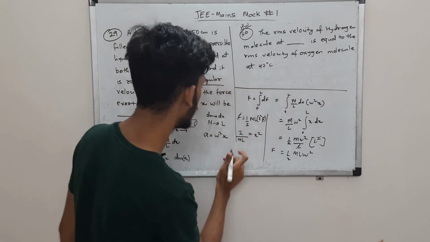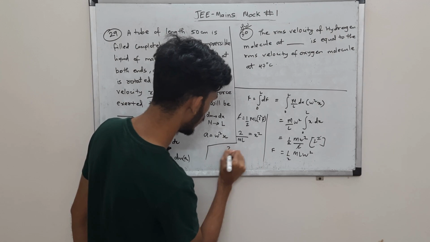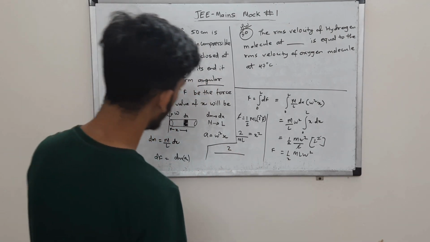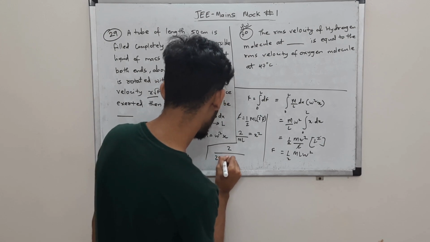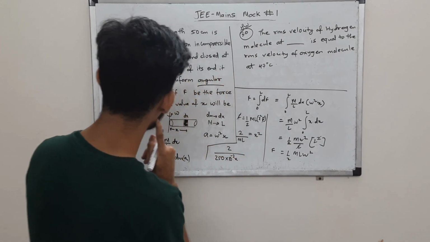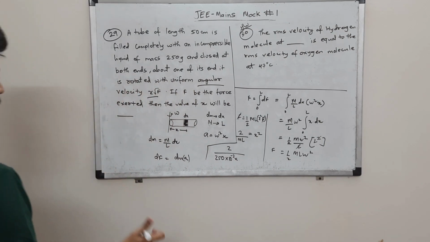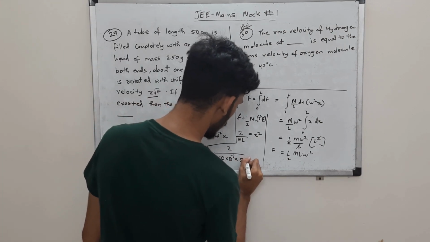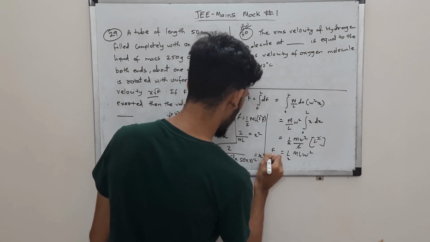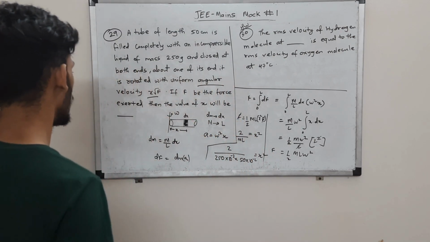Now let us substitute all the values. So 2 divided by m, m is the mass of the fluid, 250 into 10 to the power minus 3, since it is in grams. L is the length, 50 centimeters, 50 into 10 to the power minus 2, and that is x square. Let us solve that.